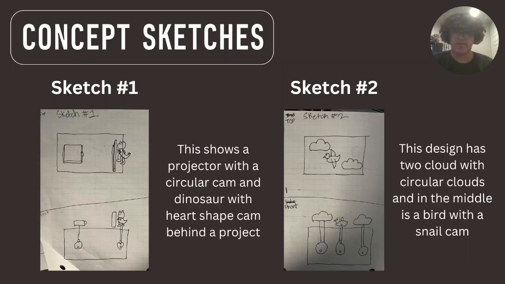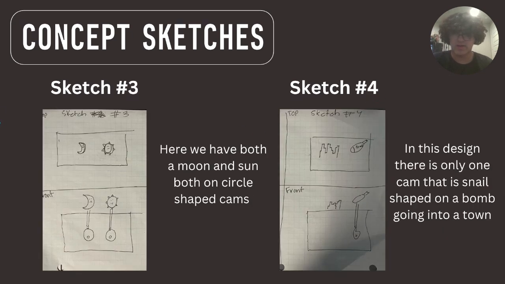So first we have to create sketches, obviously. These are some sketches of some ideas that I had. Here you can see, this is supposed to be a projector with a dinosaur. This is supposed to be a bird flying in the clouds. You have a moon and a sun, and you have a rocket going into a town.